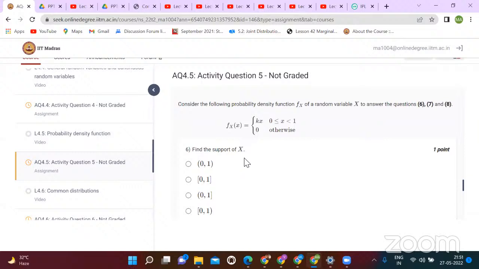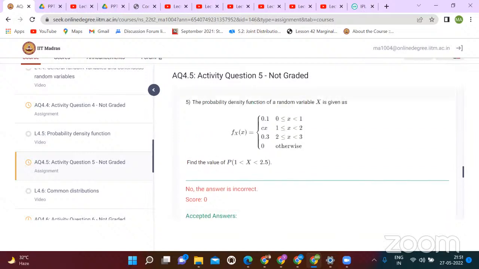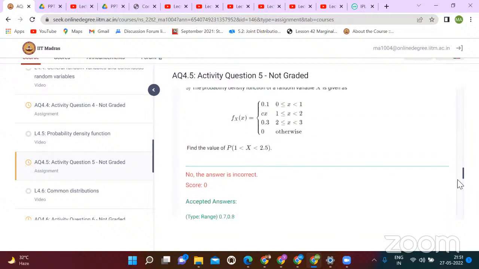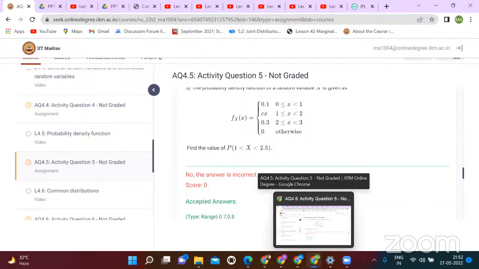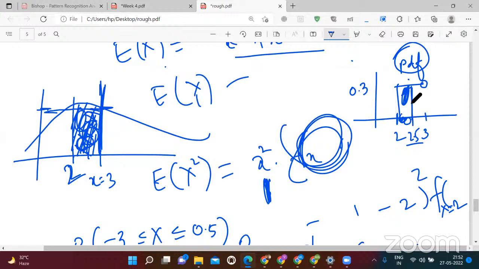Sir, can you please tell the answer for the one you were just explaining now, if X lies between 1 and 2.5? We have the PDF 0.3, so it is 0.3 into 0.5, which is 0.15. This is the area, right? The length is 0.5 and the height is 0.3, so it will be the area. The probability is this value.